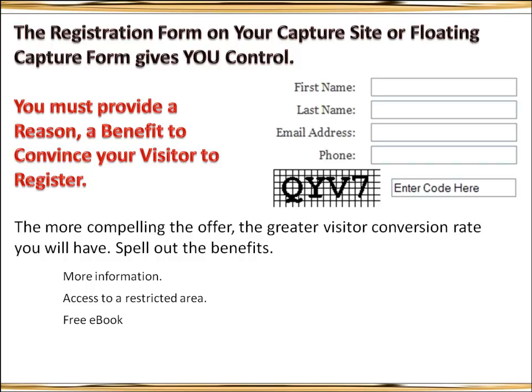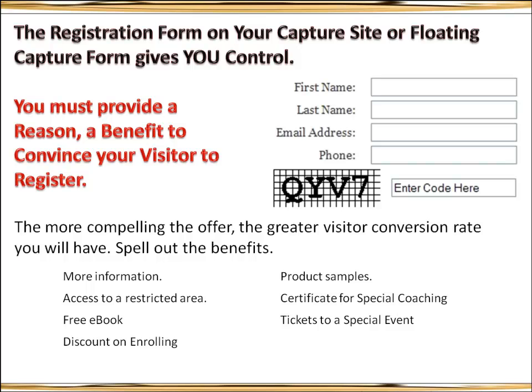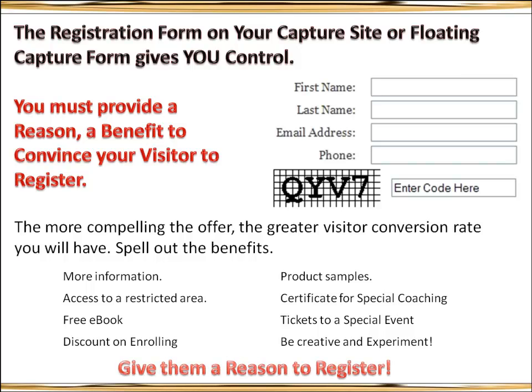A free ebook. And by the way, that sales page that we were talking about you can create, that could be your restricted area, or it could be your free ebook. You could have the whole thing right there on the second page of the site. You can give them maybe a discount for enrolling, product samples, a certificate for special coaching, or tickets to a special event. I mean, be creative with this and experiment. You can change your offer at any point in time. Find out what gives you the best conversion rate: the largest number of visitors that actually decide to register and give you accurate information. Give them a real strong reason and they will register, and then you'll have the ability to control everything.